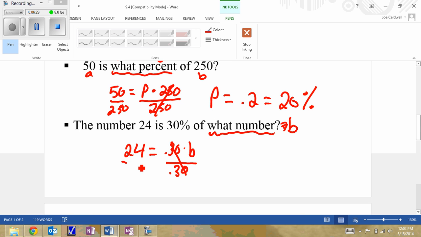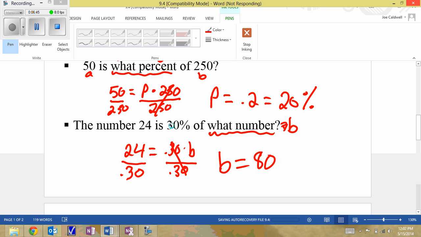To cross that out, whatever you do to one side, you have to do to the other. So then B equals, after you plug that in, and again, I recommend using your calculator, save a little time, would equal 80. So 24 is 30% of the way to 80 is how that would look. Okay?